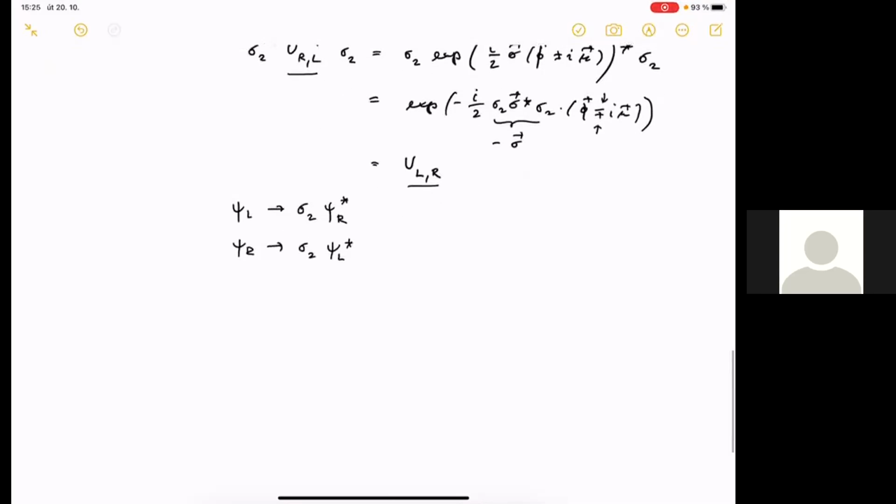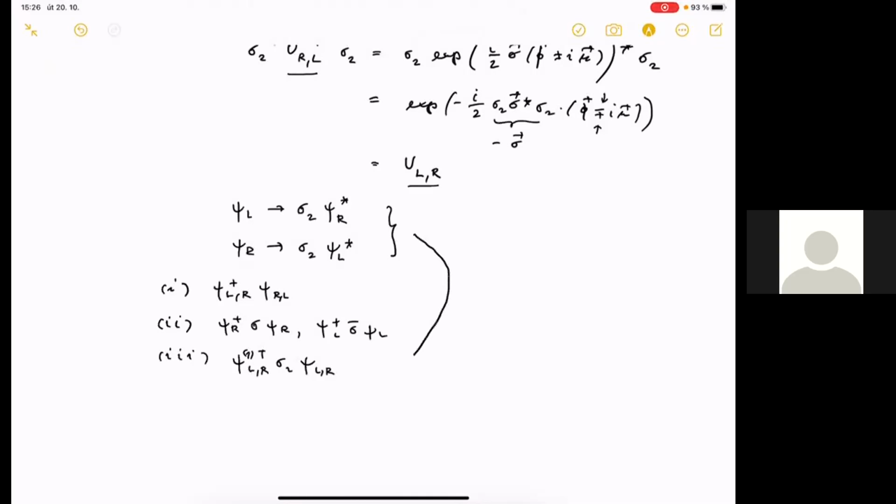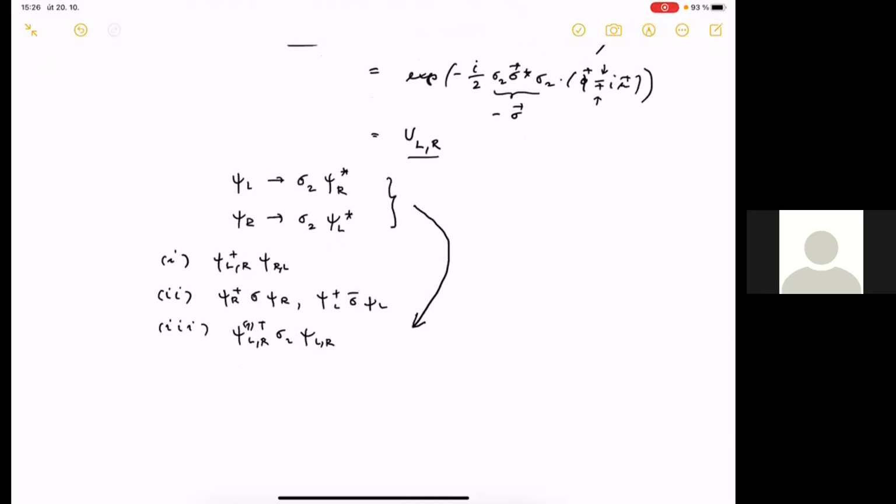So to conclude, from the left-handed and right-handed representation, we are able to obtain scalars, vectors, other scalars, and in all these formulas, we can use this replacement of the left-handed or right-handed spinors without changing the nature of these objects, of these bilinears in the spinors. Again, they are scalars, vectors, or scalars.